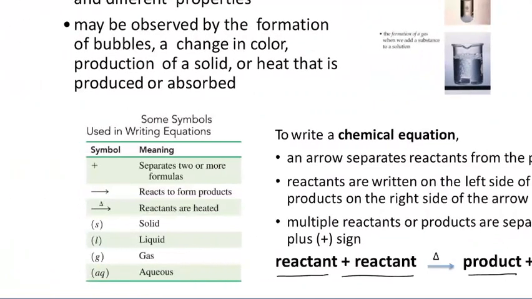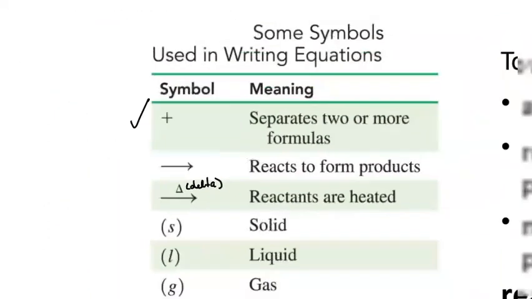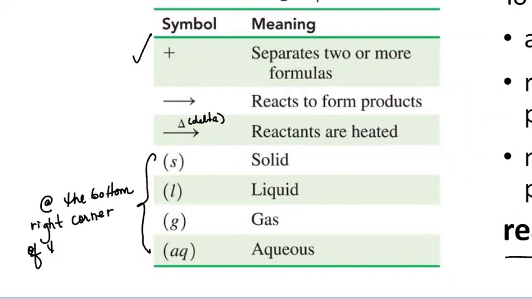If you have more than one, it doesn't matter if it's the reactant or the product, we are going to separate them by a plus sign. The arrow is what's going to represent how the reactants react to form product. Now, if that arrow has that triangle on top, which is the symbol delta, that represents that your reactants were heated during the reaction. Lastly, you can even incorporate the state of matter for the substances in your reaction. So all of these labels for states of matter are placed at the bottom right corner of the chemical formula.